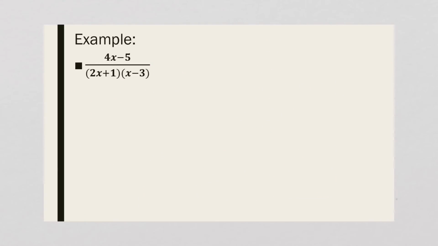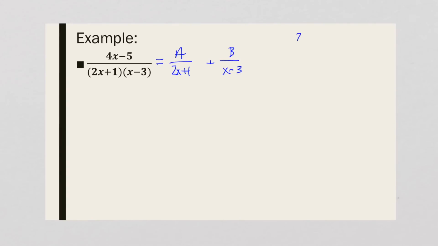Now, in this case, this one is already factored for us on the denominator. So when we go to set it up, all we have to do is 2x plus 1 plus b over x minus 3. Now, when we get our zeros this time, remember that's when x minus 3 equals 0 and 2x plus 1 equals 0. So we have to do a little more work this time.